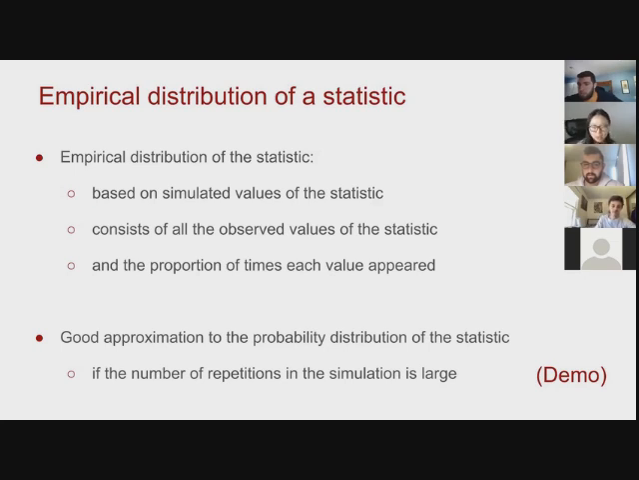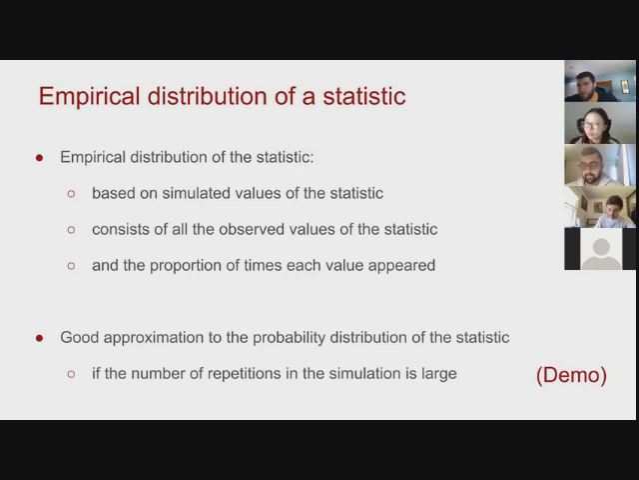So a couple of things going on, especially trying to link what we talked about earlier. Here we're talking about a good approximation of the empirical distribution to the probability distribution of the statistic. The rule of thumb, the criteria you need to meet, is that the number of repetitions in the simulation needs to be large, meaning I have to repeat my experiment a large number of times. Earlier, we were talking about needing a large enough sample size in order for your sample distribution to look very similar to the population distribution.